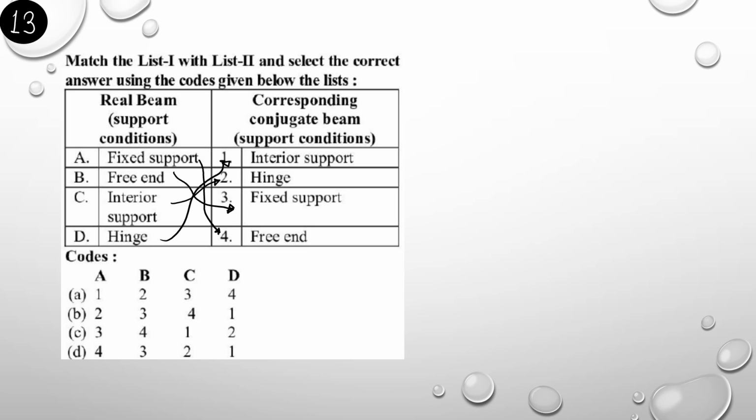Alternate options are there for the real and conjugate beam. So the option number for fixed support to free end means 4 here. For free end to fixed support, 3 here. So option D is correct for question number 13.